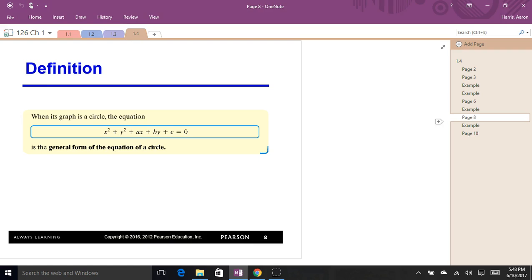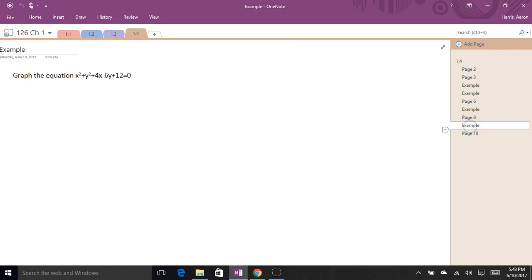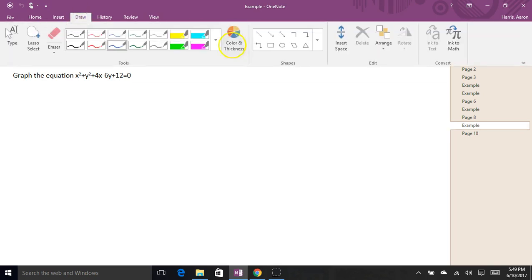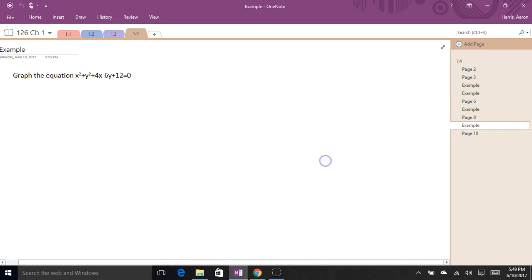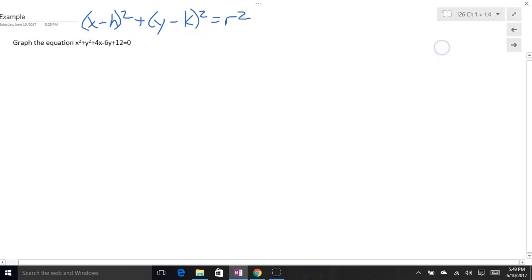Alright, that brings us to the general form. Here's the general form of the equation of a circle. Not the friendliest form, but we can work with it here. So let's see how we can work with this general form. What you want to do when you're given general form, if you're asked to graph, is you want to get it into your standard form. So this is where we're trying to get to.